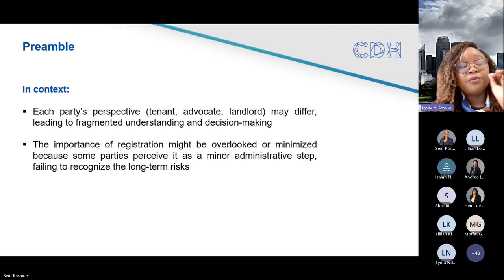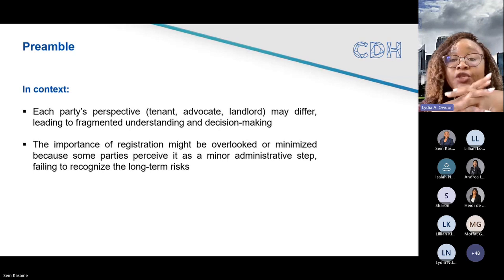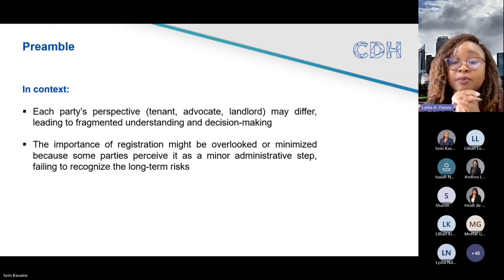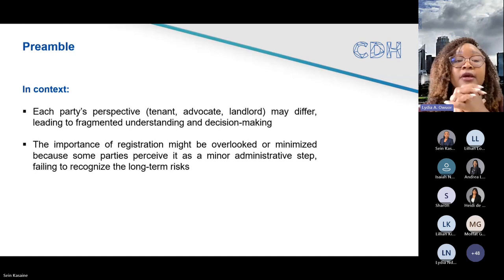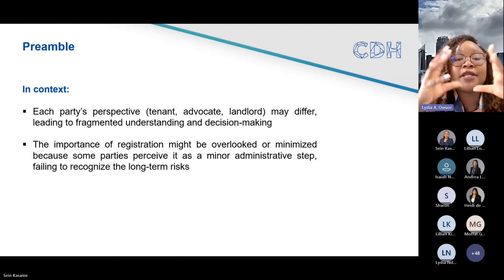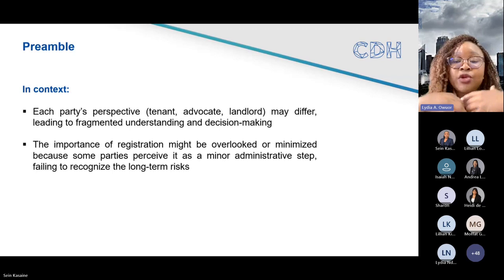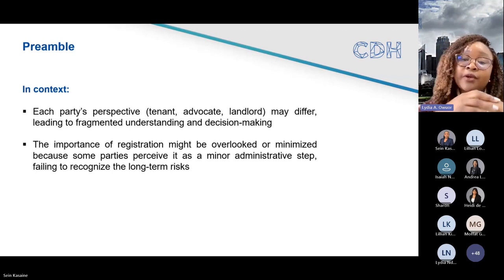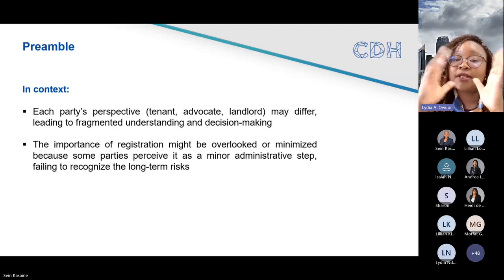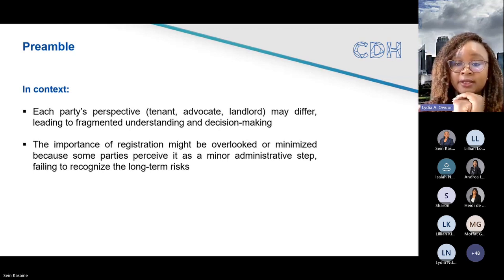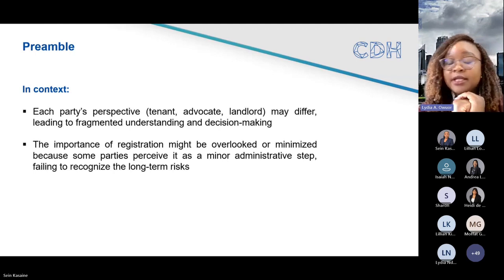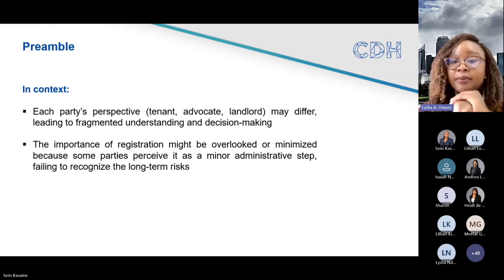And that would mean that the importance of registration might be overlooked by these parties or even minimized because some parties perceive it as a minor administrative step, failing to recognize the long-term risks associated with making the decision not to register the leases. I really hope that made sense, even in light of the hiccup.